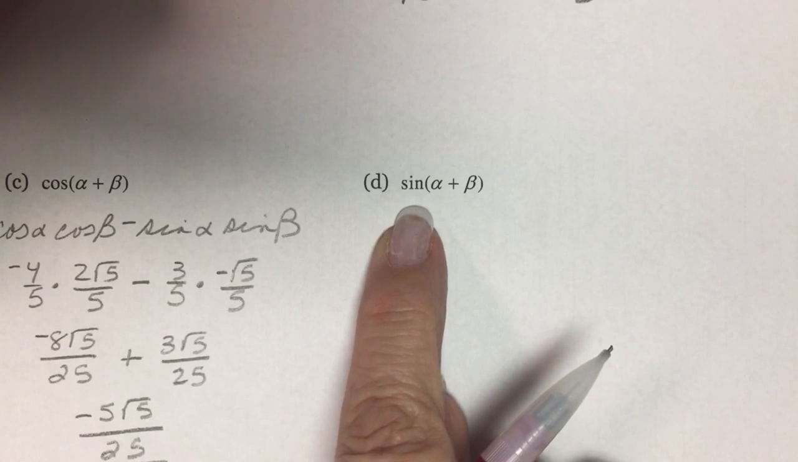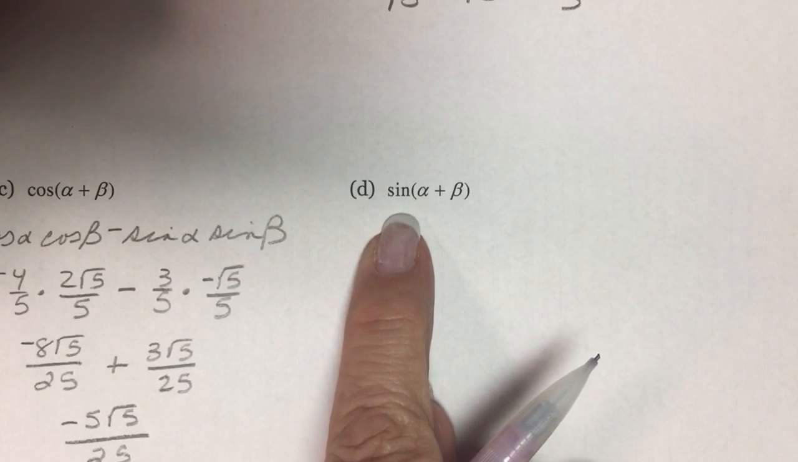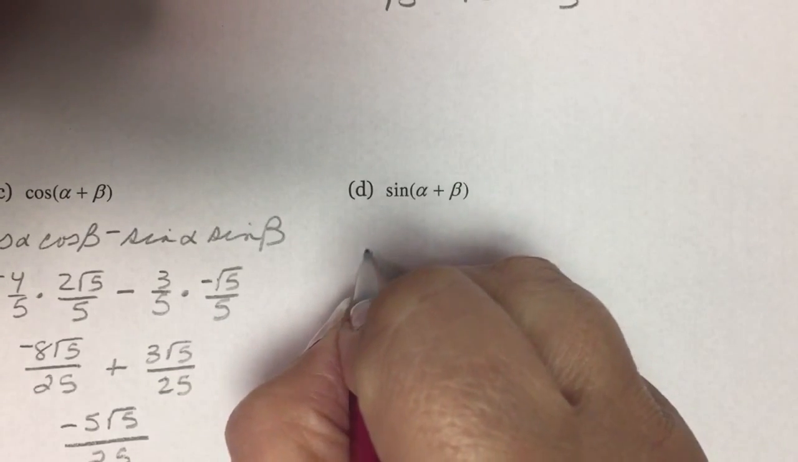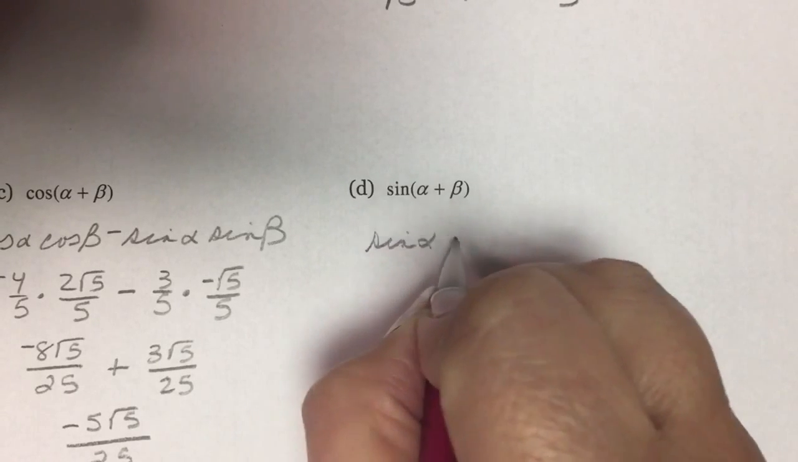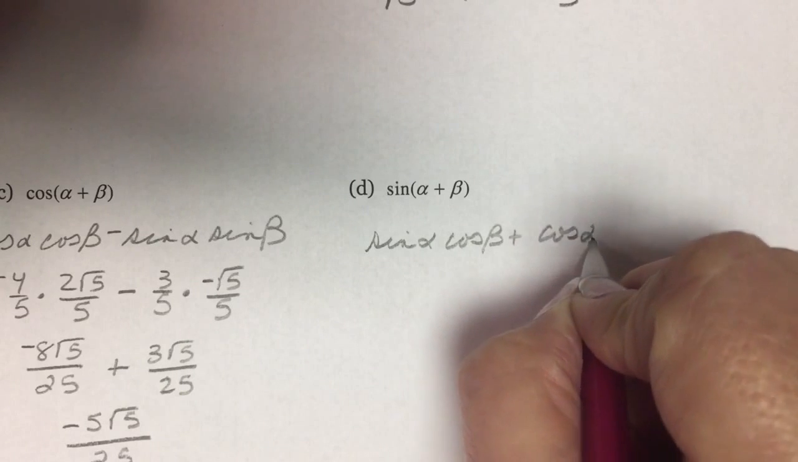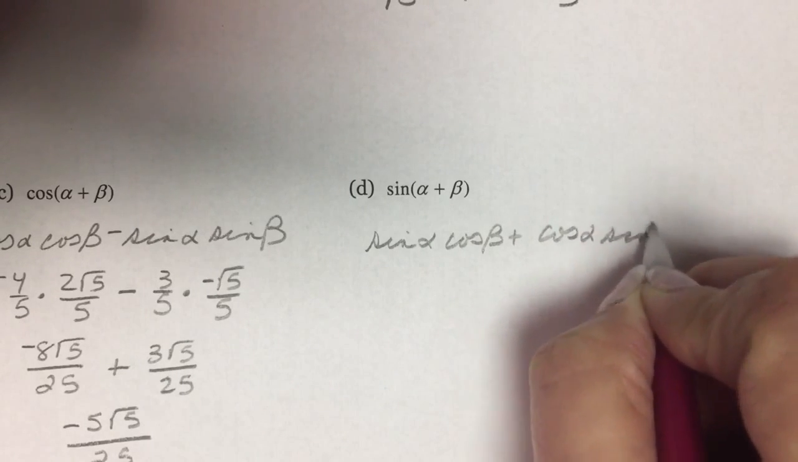Let's do the same thing, but this time we're going to find the sine of alpha plus beta. So again, notice we're not actually finding alpha and beta. We don't even care what the angles are. We're just finding values. So if I use my sine identity, it would be sine alpha cosine beta plus cosine alpha sine beta.